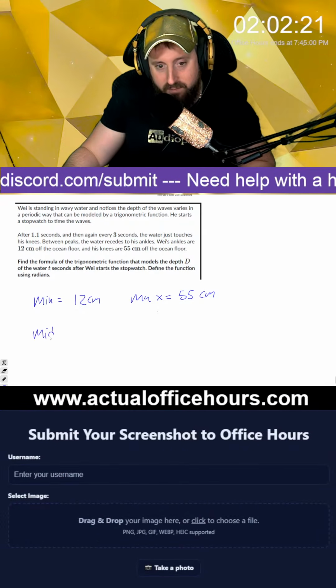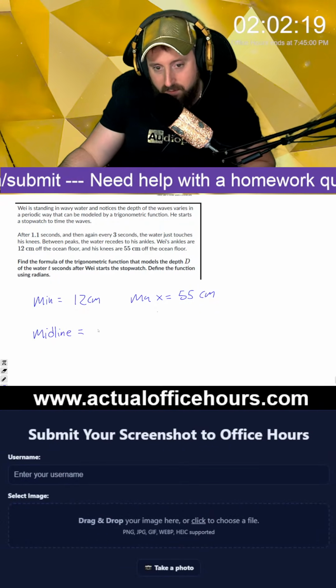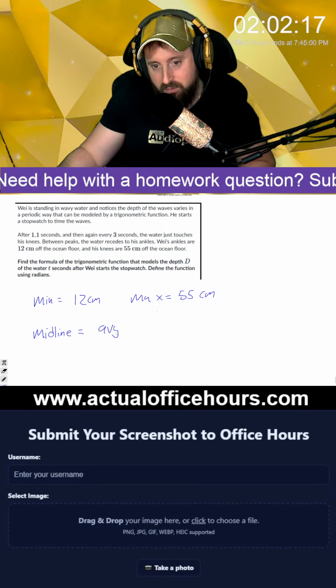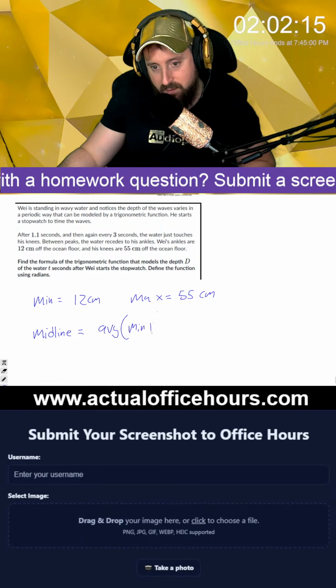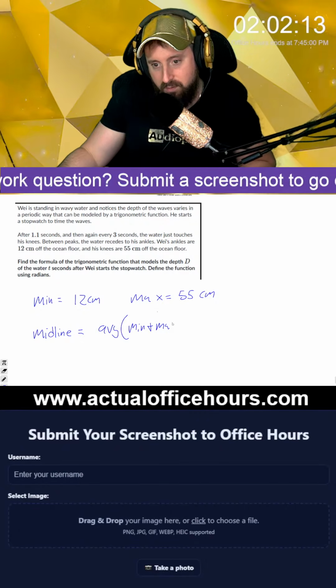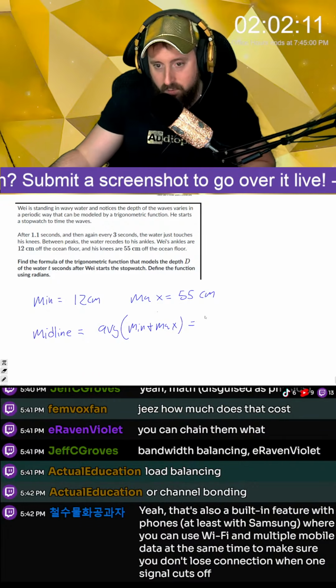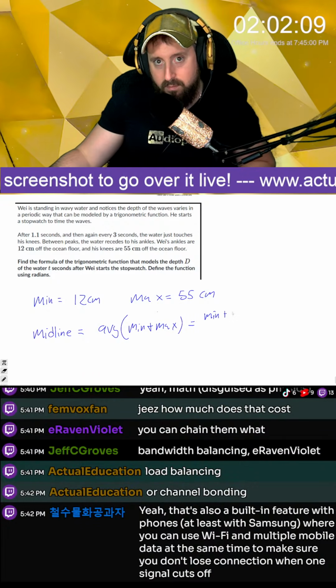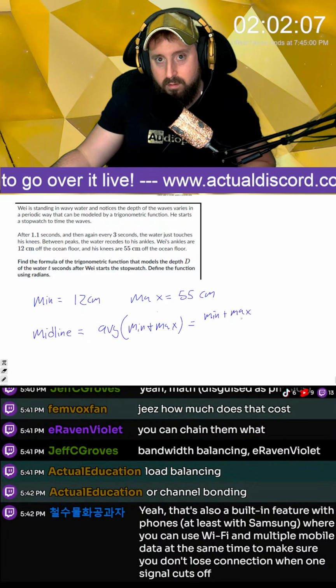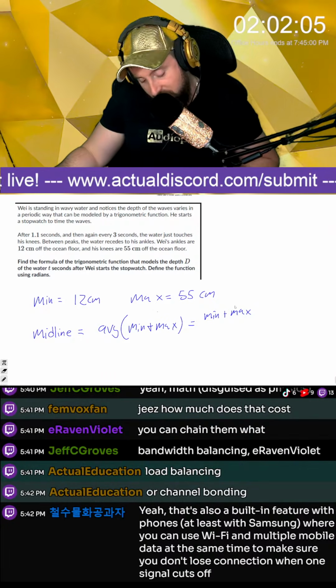So the midline is equal to the average of the min and max. Yeah, exactly. Yeah, Laz, you're totally right.